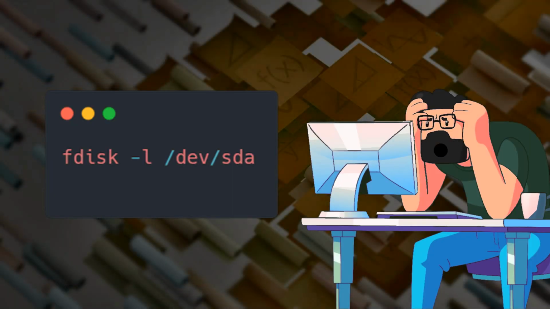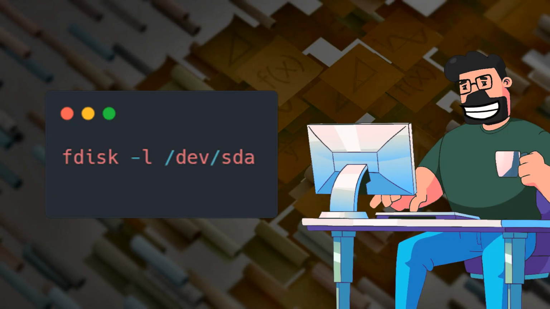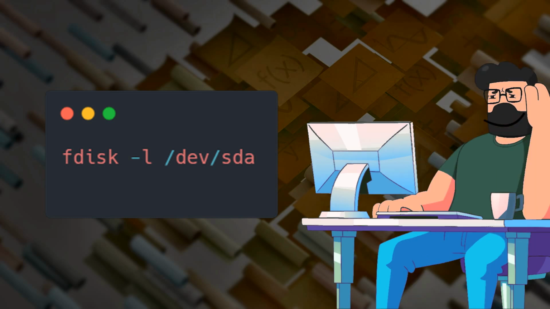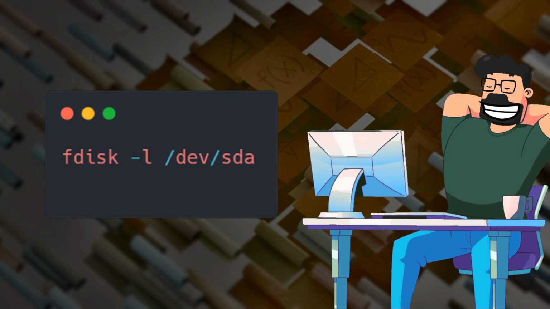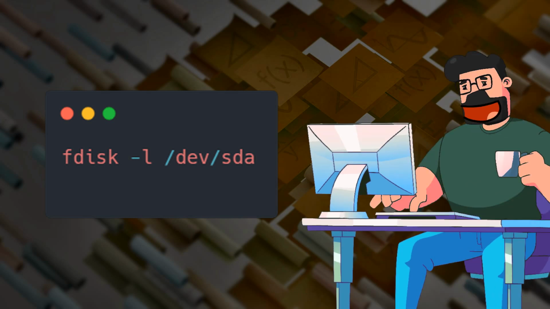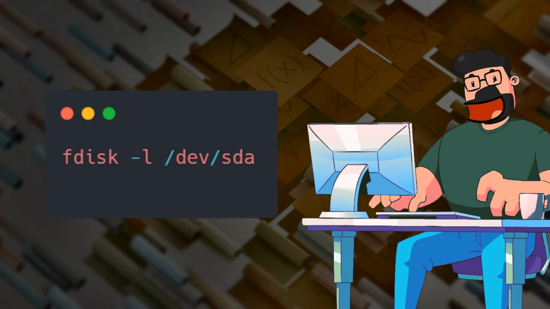Now, to explore the partitions on a specific drive, in this case /dev/sda, we can use the command fdisk /dev/sda. This command will display detailed information about the drive, including its size, sectors, and any existing partitions. Understanding this information is crucial in order to identify any issues with the drive.